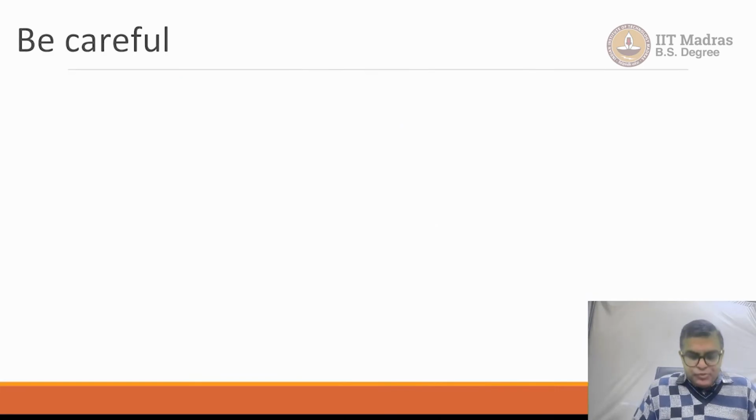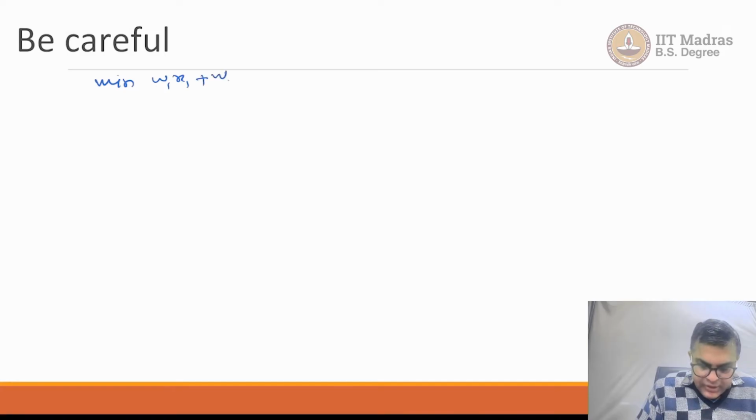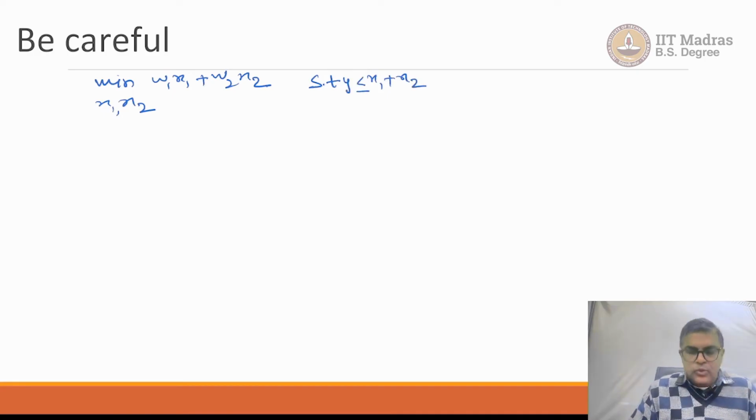But we have to be careful. Let us say we have a simple linear function, and we want to minimize the cost W1 x1 plus W2 x2 with respect to x1 and x2, and we have done this problem such that, let us say, x1 plus x2 is greater than or equal to y. So linear production technology. If we obtain the MRTS, how much is the MRTS?